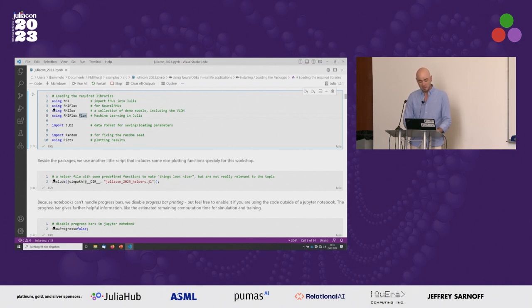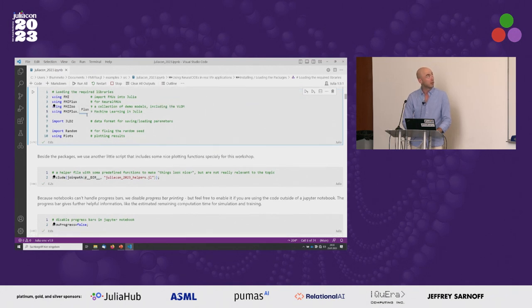Thanks. So we use Flux, the default machine learning framework in Julia, and JLD2 for saving and loading arrays, so parameters.